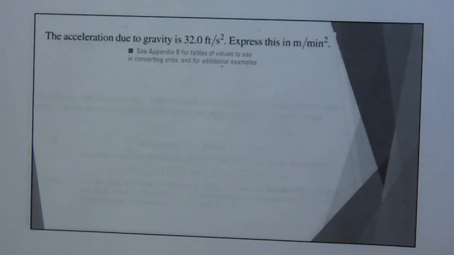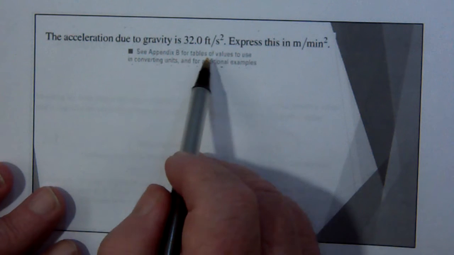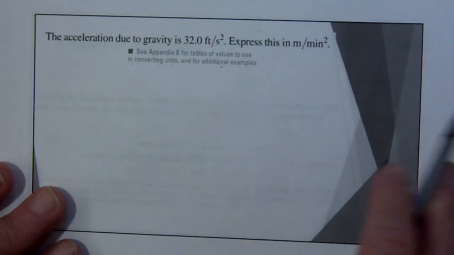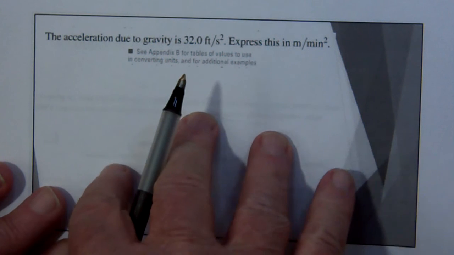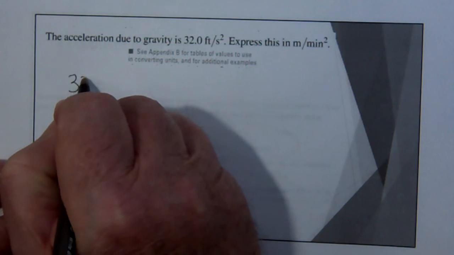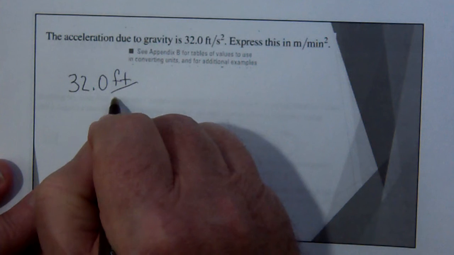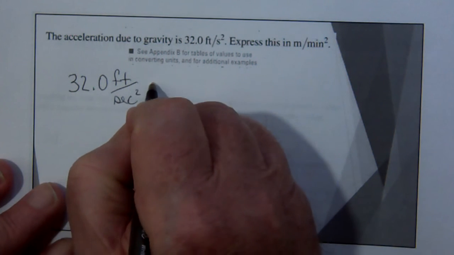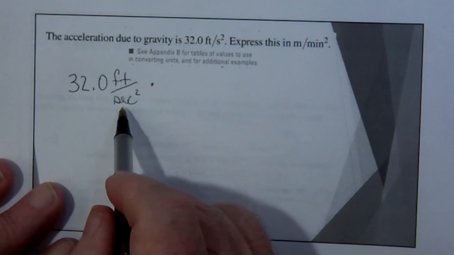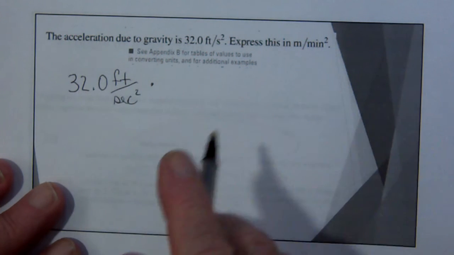We want to express this as meters per square minute. These conversion factors can be found in Appendix B, but I'm going to make these unit considerations on this and use Excel on the next chart. So let's talk about the units. 32.0 feet per second squared. Now, we need to change the second squared to minute squared, and we want it to cancel but have the minute squared in the denominator.